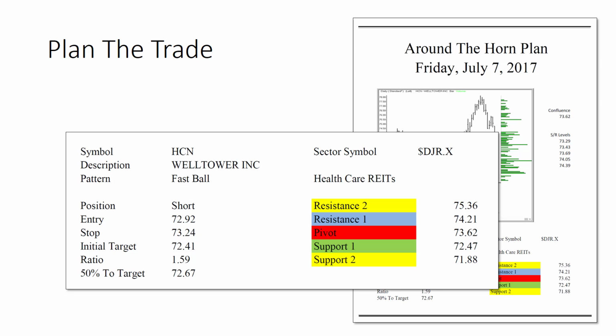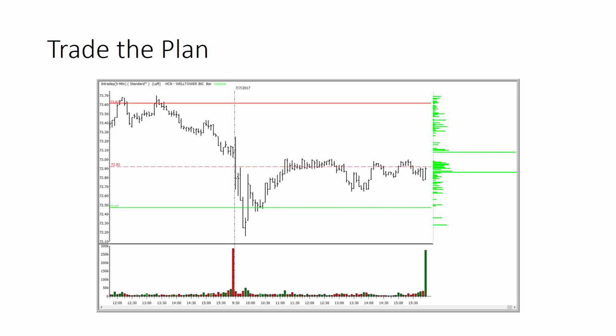But let's see how this one actually played out. When it's time to actually trade this plan, we can see that on the chart here, I've got 72.92. That's the planned short sale entry. So I'm going to short at 72.92. And then I've got a stop up at $73.24.